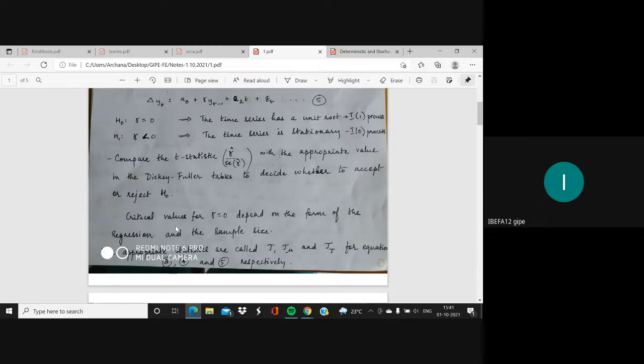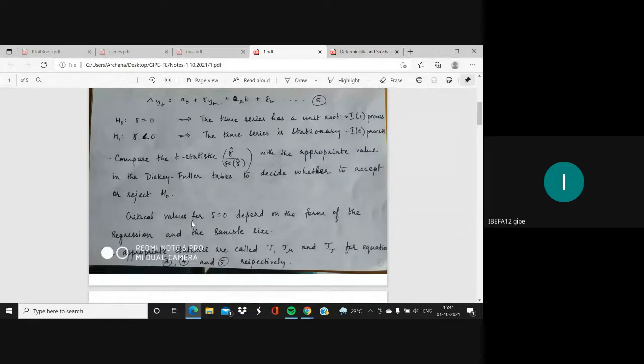Now, the critical values for gamma equals 0 will depend on the form of the regression, whether you're using equation 3, 4, or 5. Because if you're using equation 5, you're losing more degrees of freedom since you're estimating more parameters. So the critical values will depend on the form of the regression that you're using and also the sample size that you are considering.